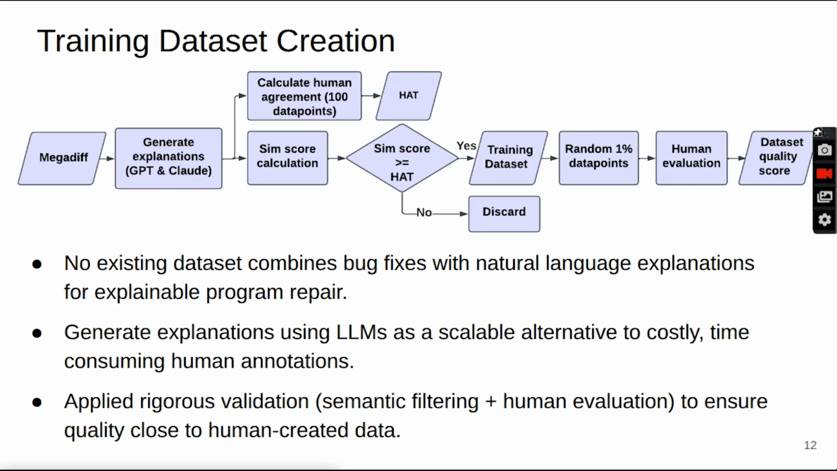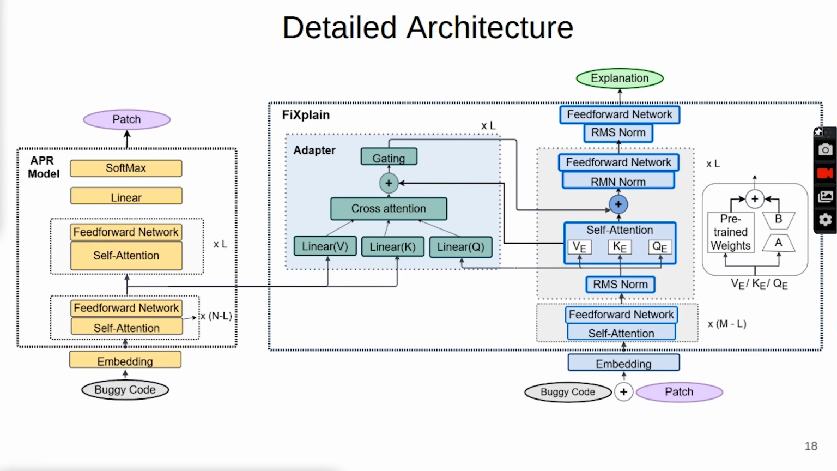The idea here is that when two different LLMs say the same thing, then the probability of it being correct is higher, and if the LLMs say two different things, then probably one of them or both of them are incorrect. On the left side of the diagram, we can see the APR tool, which takes the buggy code and processes it through a series of layers to generate a fixed version of the code.